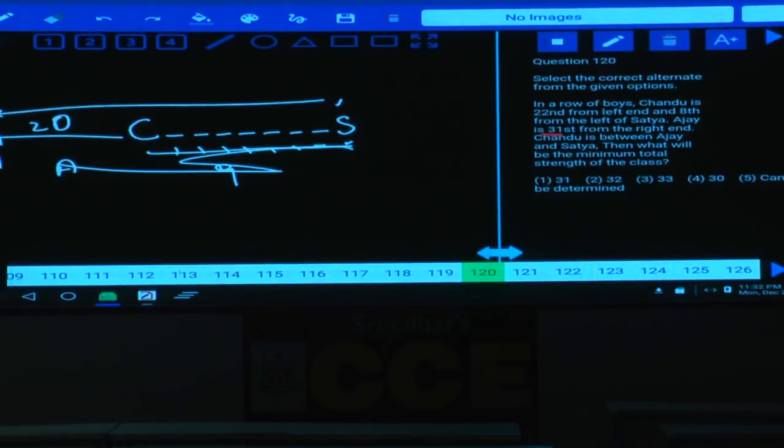Now Ajay is 1, 20 plus 1, 21, Chandu is 22, and 8th to the left of Sacha. This Chandu is 8th to the left of Sacha, and Chandu is in between Ajay and Sacha, and then what will be the minimum number of total strength? Yes, what is the strength here? 20 plus 1, 21, 22, 23, and in between 8. 23 plus 8 is how much? 31. That is choice 1.